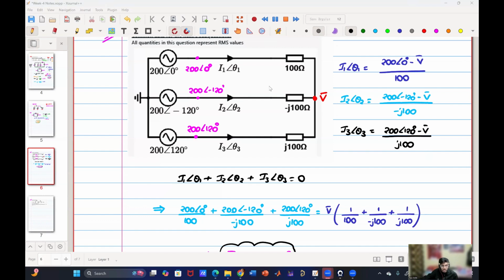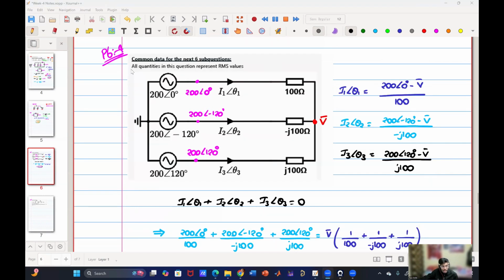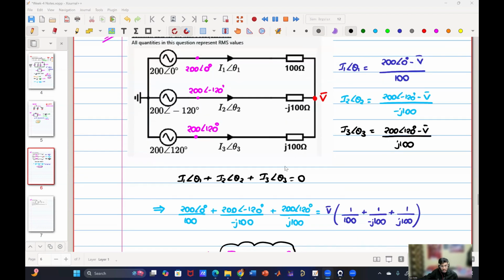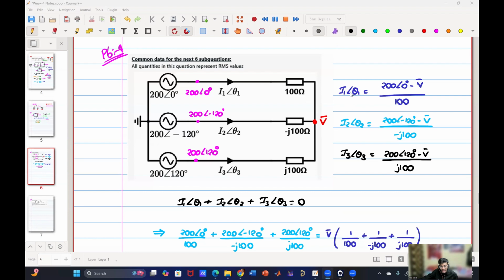Okay, sir, how to take RMS? Whenever they have mentioned that all quantities in this question represent RMS values, this is RMS value, this is RMS value, this is also RMS value. So now, once you got V phasor, you have to calculate I1 angle theta 1, I2 angle theta 2, I3 angle theta 3 by substituting V phasor in this.